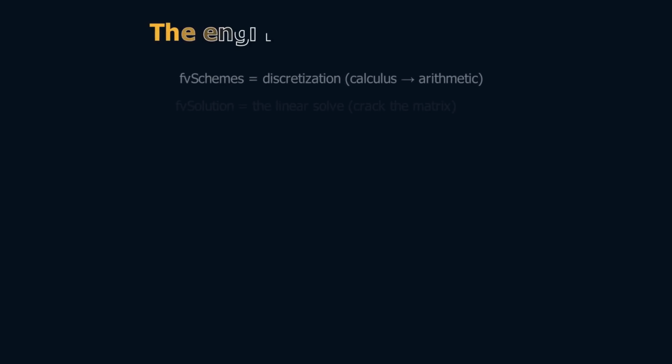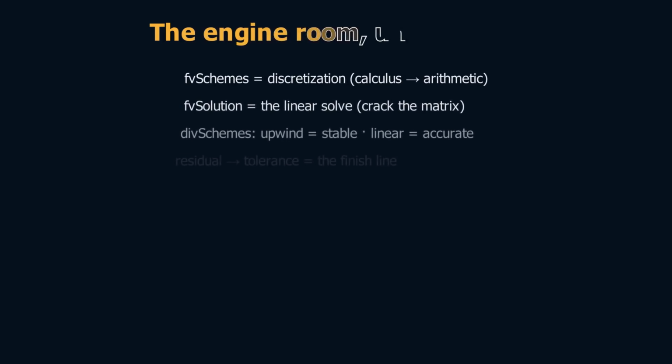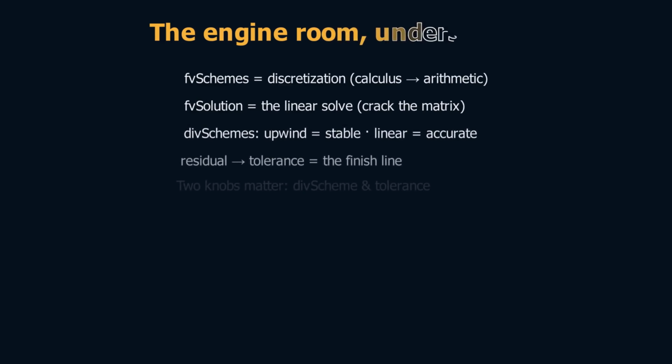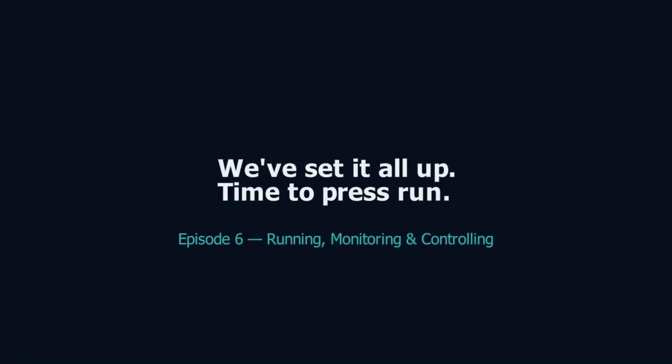fvSchemes turns the calculus into arithmetic, fvSolution solves the matrix that results. Know the upwind-versus-linear tradeoff and what tolerance means, and you're no longer copying these files blindly, you're driving them. Mesh, boundary conditions, schemes, solvers, everything is in place. Next episode we press run and watch it converge, reading residuals live, the Courant number, and how to keep a simulation stable while it's running. See you there.